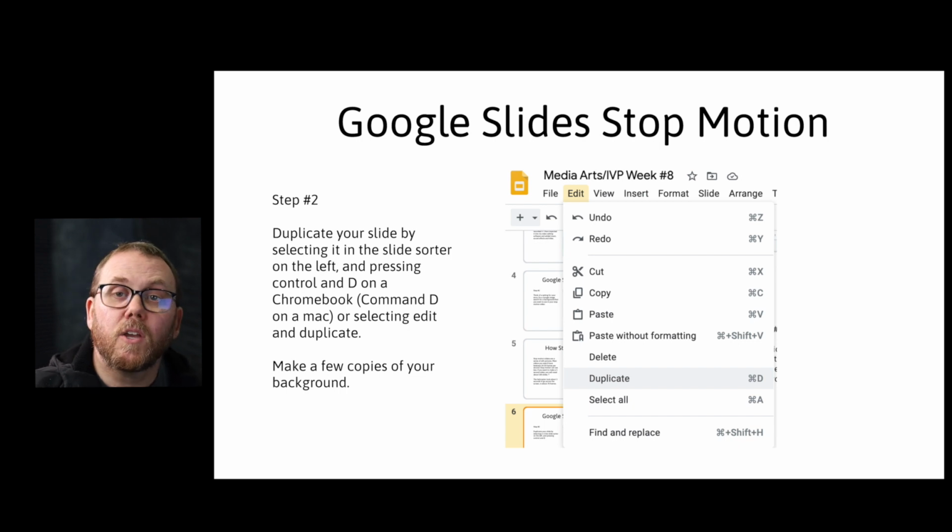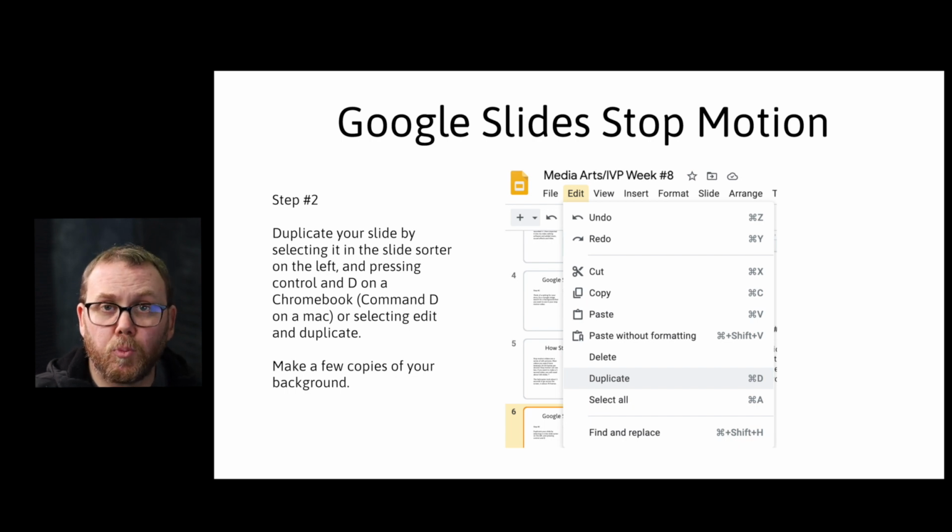Okay, you don't need to recreate every single slide from scratch. You can just use the duplicate function. So you duplicate your slide by selecting it in the slide sorter on the left and pressing Control D on a Chromebook or Command D on a Mac, or selecting Edit and Duplicate.